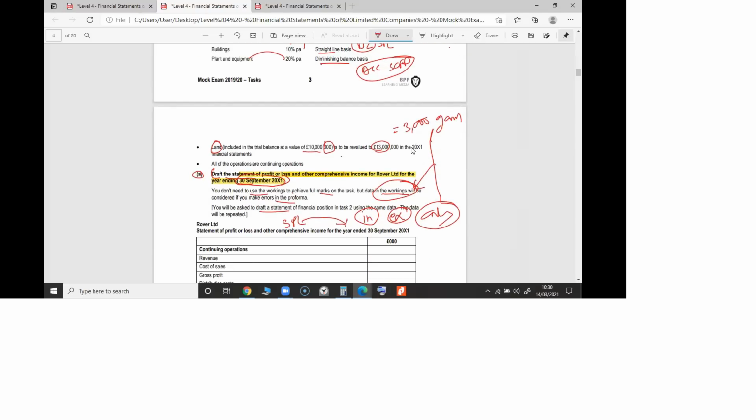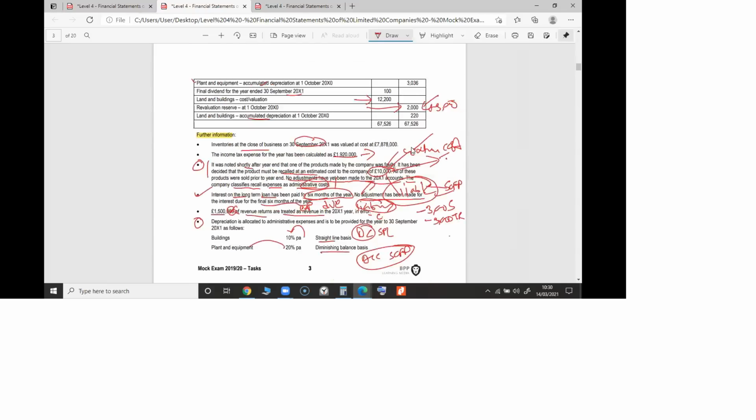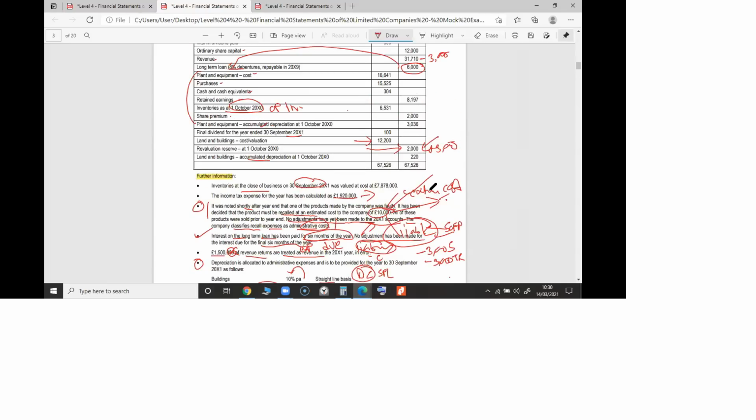But also just keep in your head that 10,000 is for land. Yeah. So let's go to the land and building. I'm highlighting for you. Land and building is 12,200. If 10,000 is for land, you agree with me that 2,200 is for building. Yes, 2,200 is for building. Just keep it in your head and write it down somewhere.